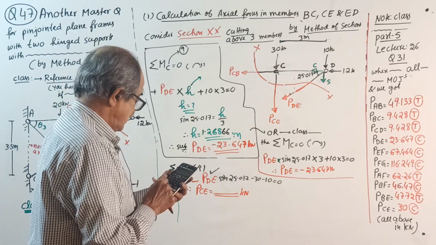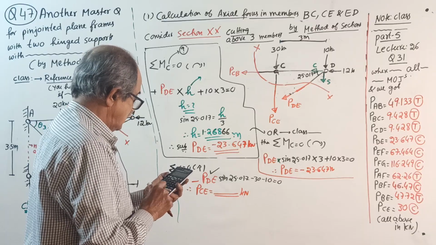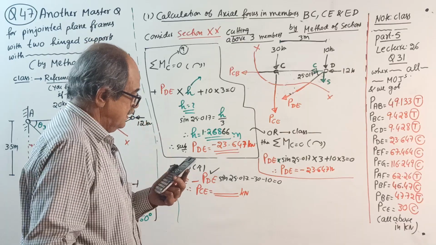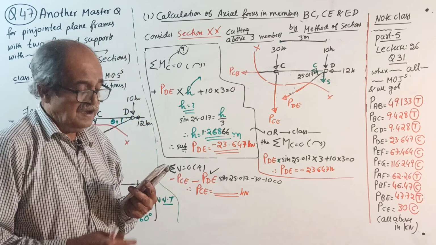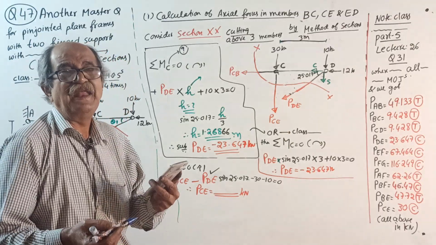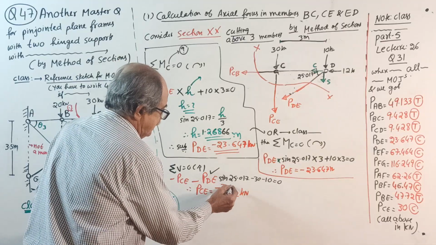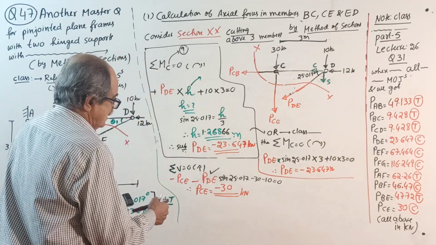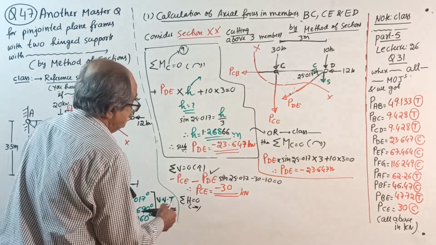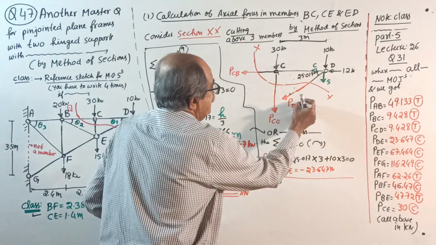23.647 into sine 25.017 over minus 30 minus 10 is minus 29.9999. Oh, 29.99999 means how much it is? Minus 30. Minus 30 kilonewton. Then lastly, sigma H equal to 0. Take right side positive. See here, now this is over. PCE over, this one over.